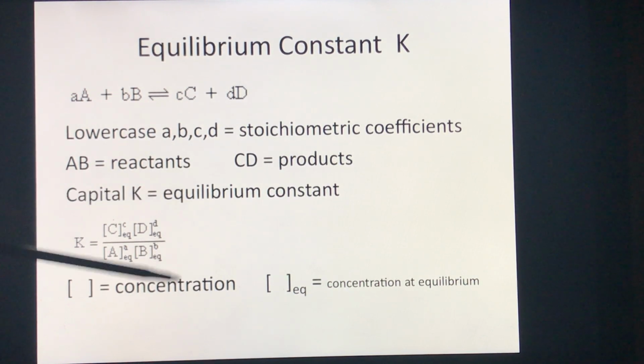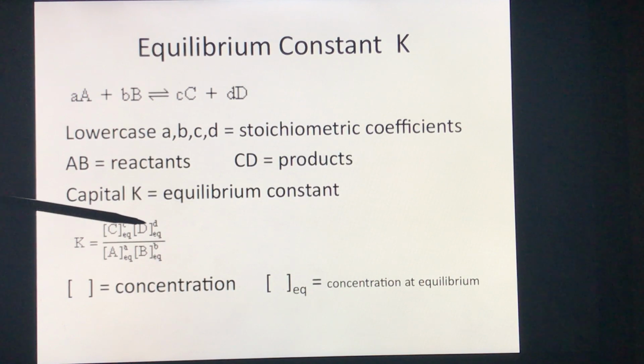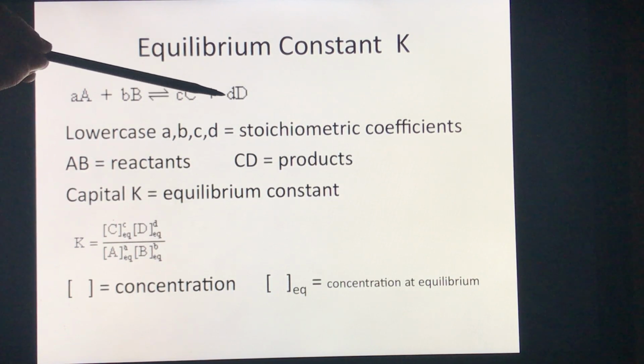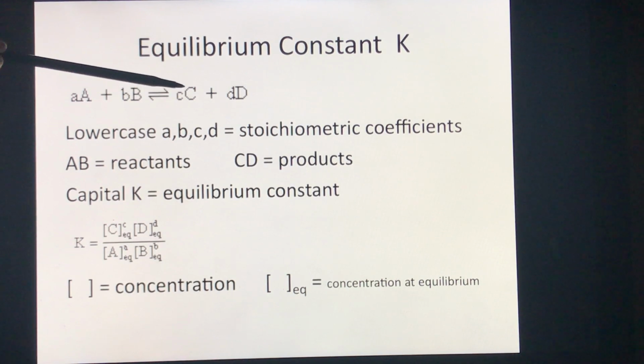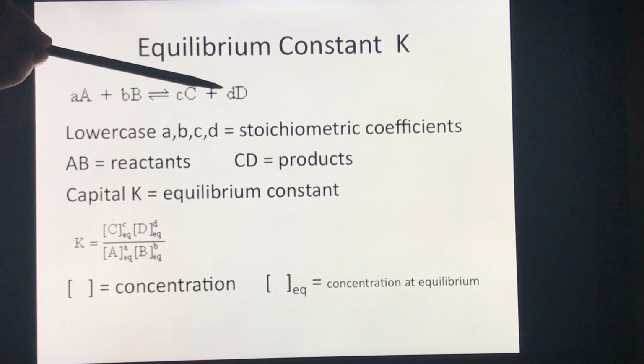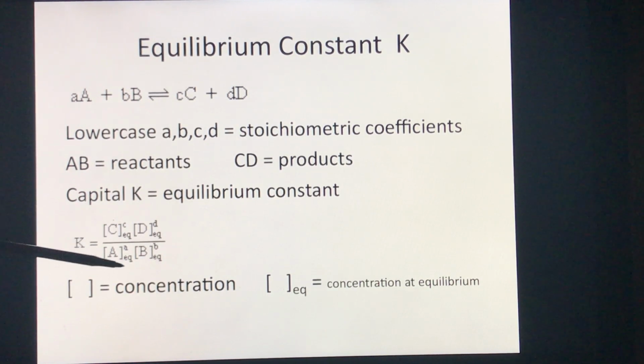Again, the capital K is equal to the equilibrium constant, and the way it's put together is that we multiply out the concentration of the products in the numerator and divide that by that of the reactants in the denominator. It's modified by these exponents. The lowercase letters correspond to the stoichiometric coefficients. So this lowercase c is the same value that's in front of the capital C, and the lowercase d corresponds to D, as well as in the reactants, the lowercase a is the same value as the stoichiometric coefficient of A, and the lowercase b likewise.